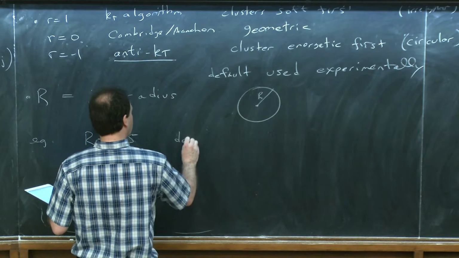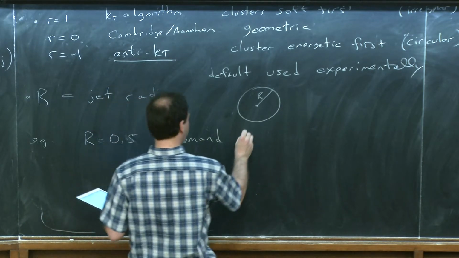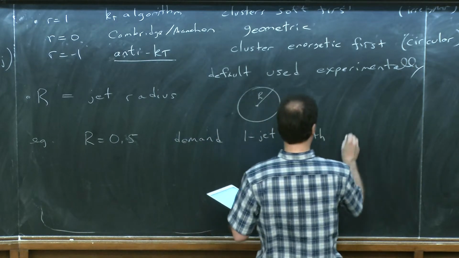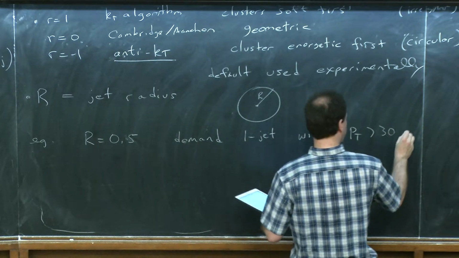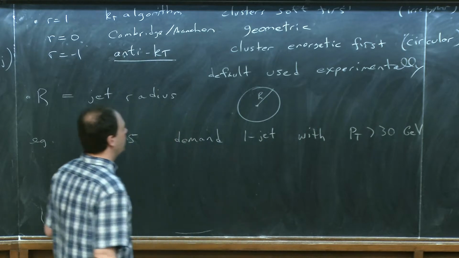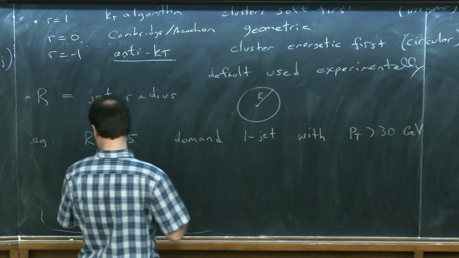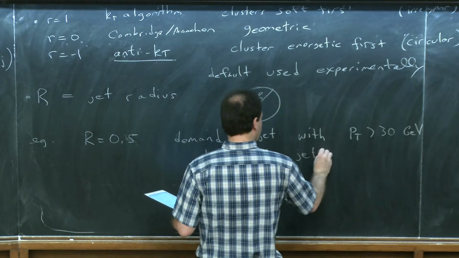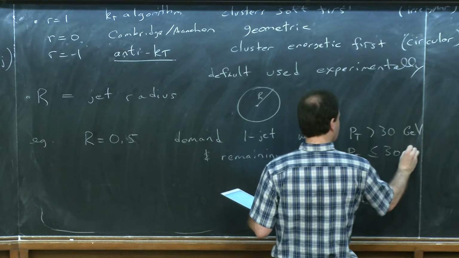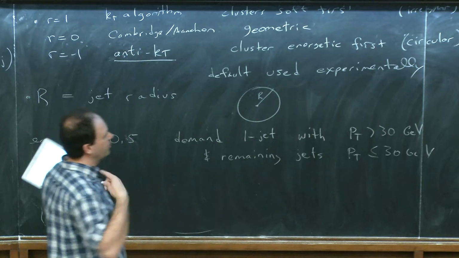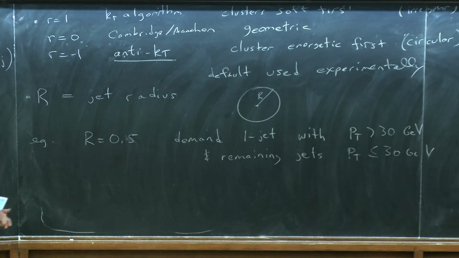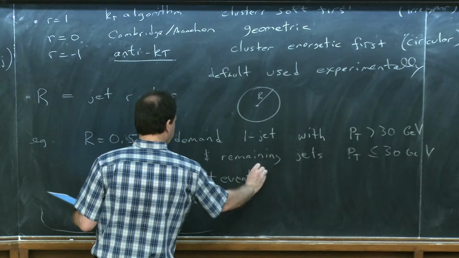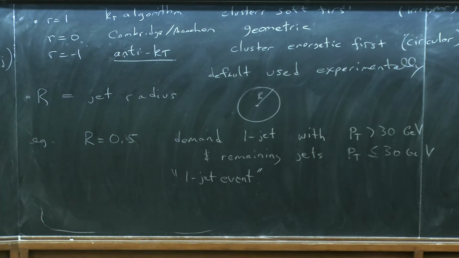So for example, we could demand that we throw away events unless they have just one jet. We do this for every event, and then we just classify the events. If we wanted one jet, we could say that there's one jet that has PT greater than 30 GeV, and the remaining jets are soft, meaning that they have PT less than, say, 30 GeV. That would be a way of putting cuts on the result of the algorithm that would provide me with a one-jet event. We call that a one-jet event. So after running this algorithm on the events, we can then group them into one jet, zero jet, et cetera.